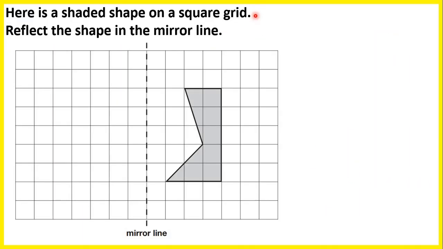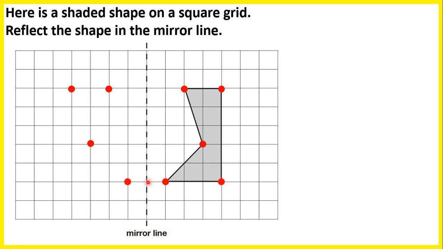Here is a shaded shape on a square grid. Reflect the shape in the mirror line. So the way to do this is to dot the corners. So if we take this corner here, that's 2 to the right, so we can go 2 to the left and dot the point. This point here is 4 to the right, so we go 4 to the left. Here we go 3 to the right, so we go 3 squares to the left. This point here is 1 to the right, so we go 1 left.